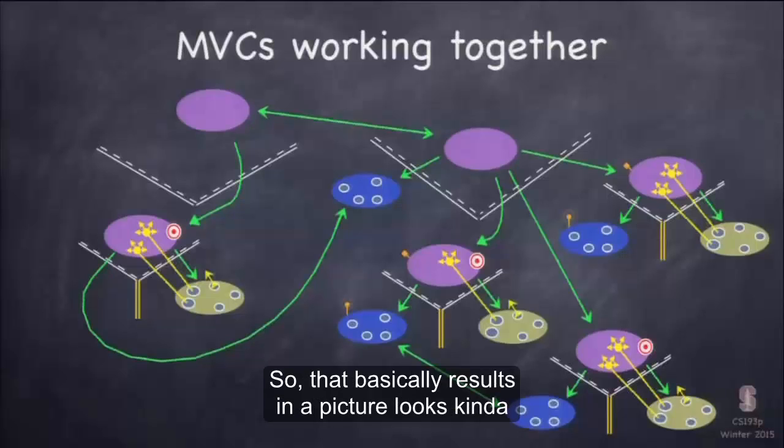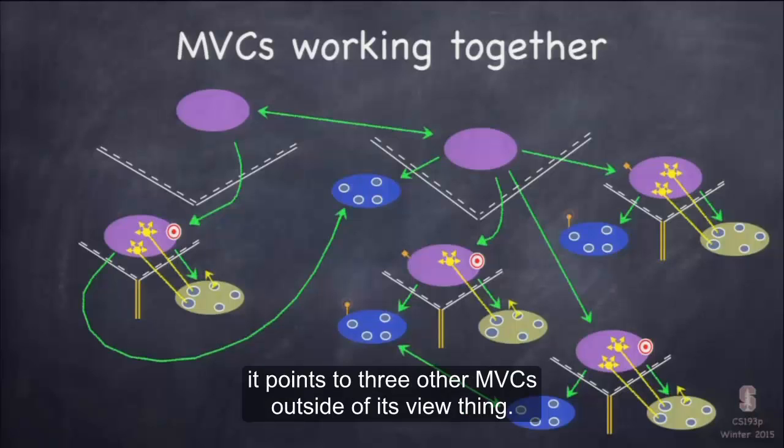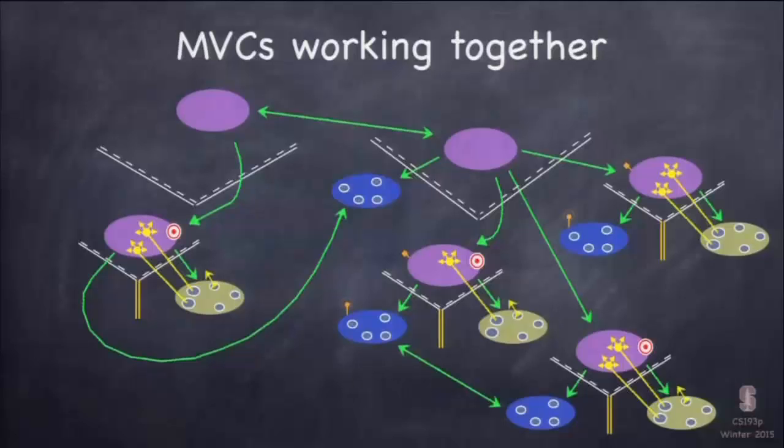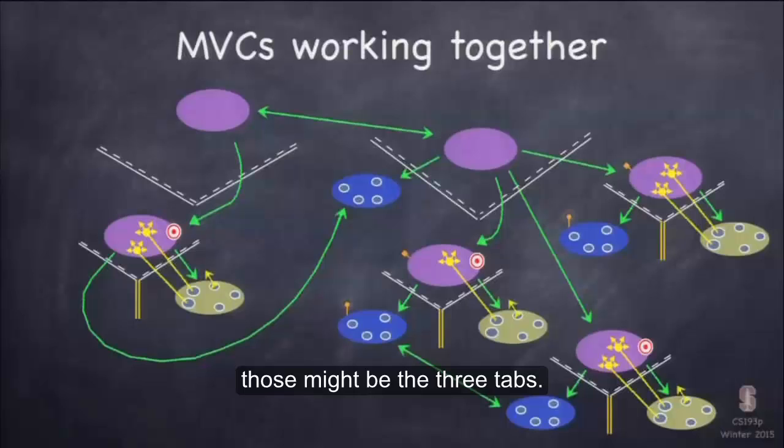Okay? So that basically results in a picture that looks kind of like this. All right? Where you've got this MVC, and you see the purple one that's underneath the word together there, and it points to 3 other MVCs outside of its view thing. Okay? That's how we're going to build. So that might be a tab bar controller, and those might be the 3 tabs.